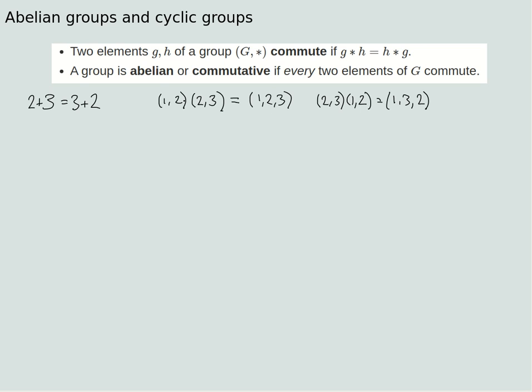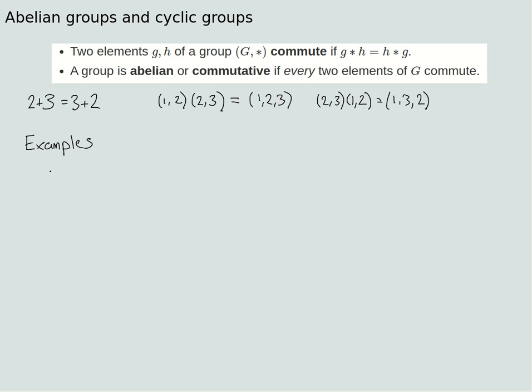So that's telling us that these two elements, (1 2) and (2 3) of the symmetric group S3, don't commute with one another. We then make the definition that a group is called abelian or commutative if every two elements in that group commute with one another. So let's see some examples of commutative and non-commutative groups.